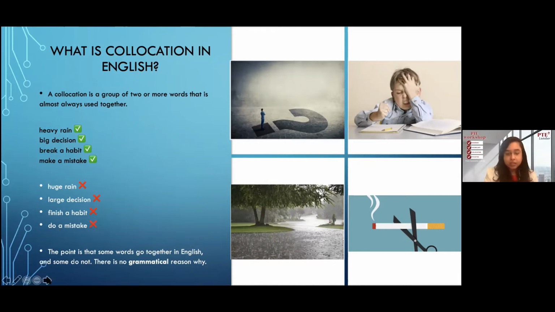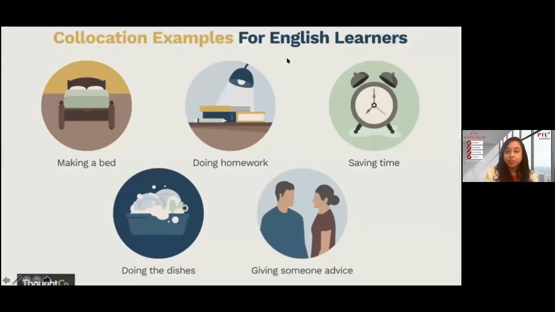So that's collocation. More examples of collocation. Making a bed. So when you wake up in the morning, you want to fix your bed, clean your bed. You're never gonna say other words. You are always gonna say, make a bed. When I wake up in the morning, I make my bed. Doing homework, saving time, doing the dishes. So after you eat your dinner, lunch, or breakfast, we don't say, I'm cleaning my dish. Native speakers say, I'm doing my dish. That automatically means we are cleaning it.